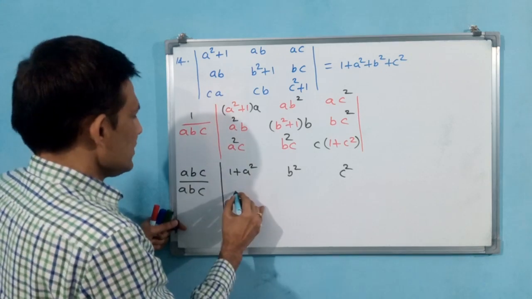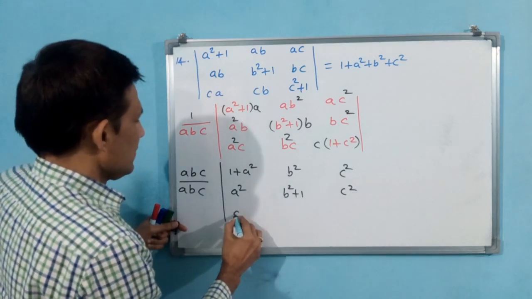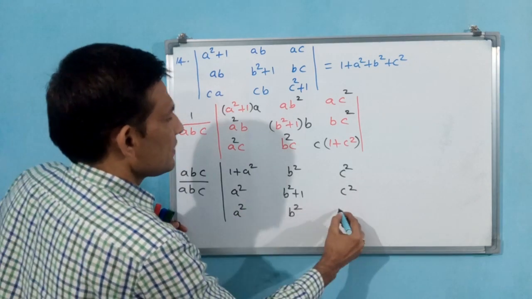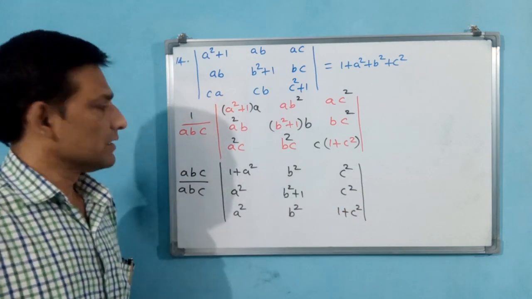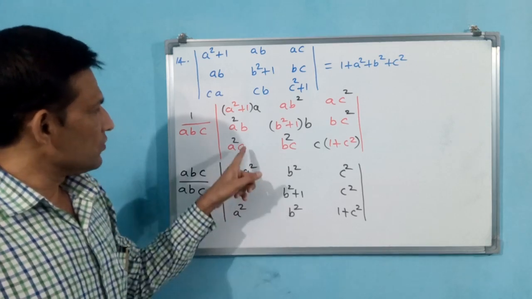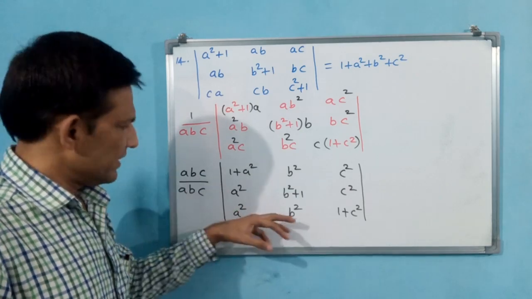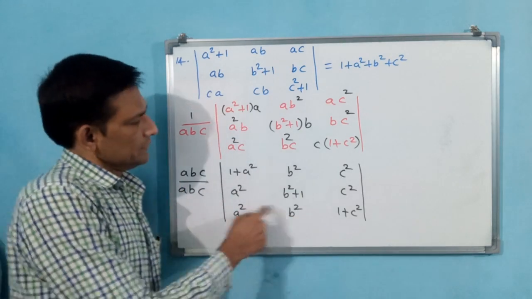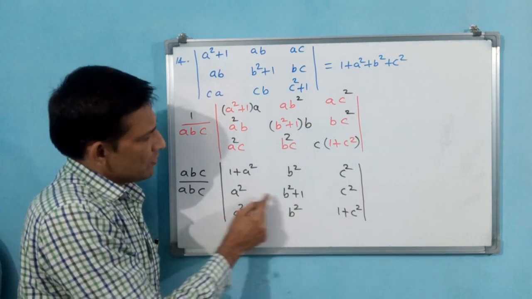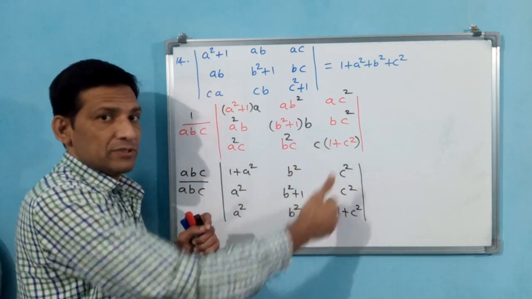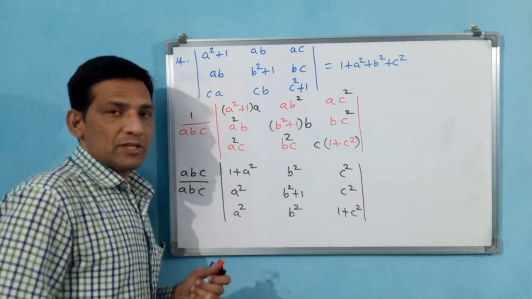Now also you see, A square, B square plus 1, C square. A square, B square, 1 plus C square. Is it okay? From column 3 also C I have taken out, common. Now you observe 1 plus A square plus B square plus C square. If you add columns C1 plus C2 plus C3 and write in one column, 1 plus A square plus B square plus C square. Okay, this is the step you have to follow.